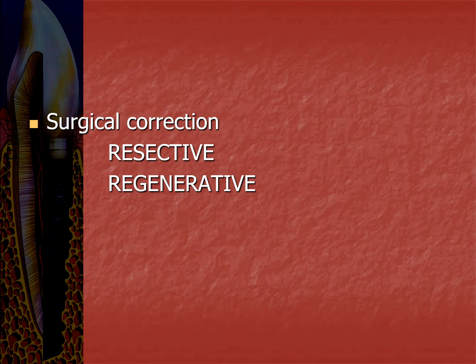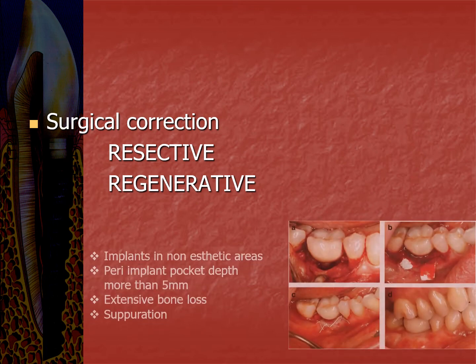Next is the surgical correction, which comprises two types of surgery, the resective surgery and regenerative surgery. In resective surgery, it involves the removal of the peri-implant osseous defect using ostectomy, osteoplasty, and also bacterial decontamination. So let us see the indications of resective surgery.